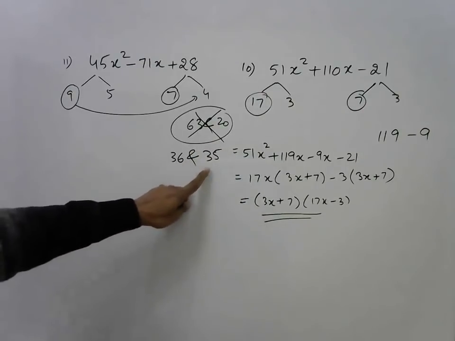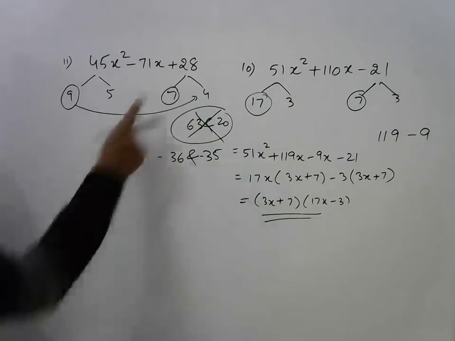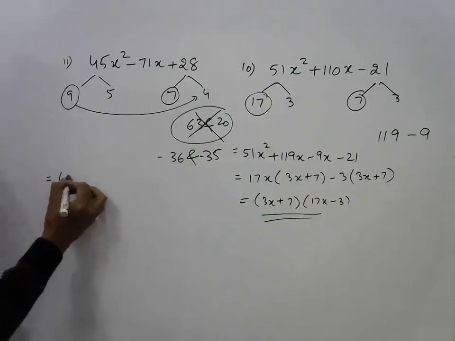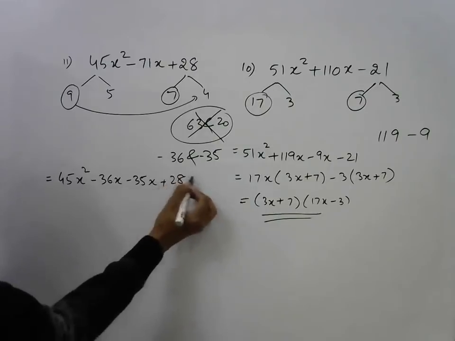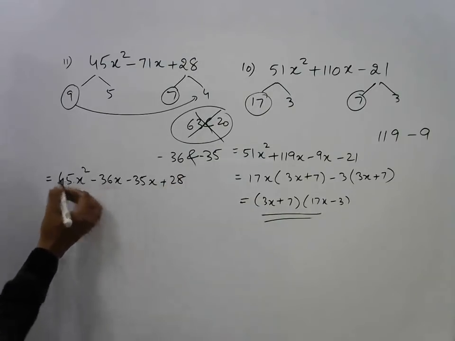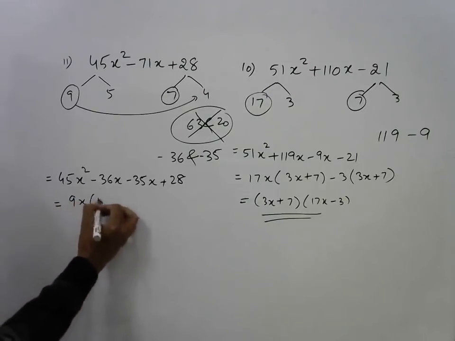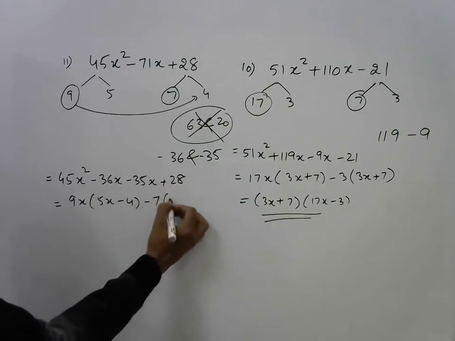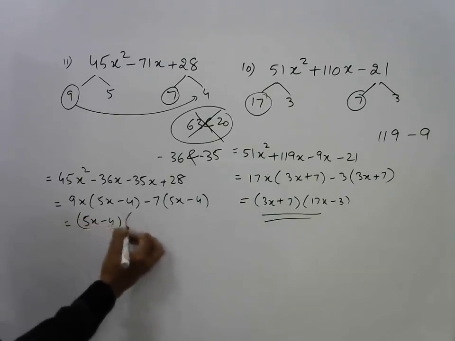The sum of these two numbers is minus 71. So both the terms have to be negative because the product is positive and the middle term is negative. So minus 36 and minus 35. So 45x square minus 36x minus 35x plus 28. Now you can take common from 36 and 45. The HCF is 9 followed by x. So we have a 5x minus 4. And in these two, you have a 7 common and a minus. Then 5x minus 4. So we have 5x minus 4 as the first factor and 9x minus 7 as the second factor.